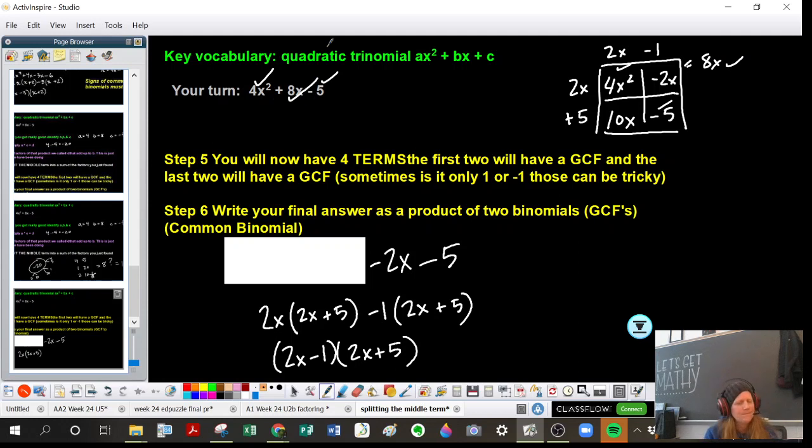So proud of you. It's okay if you made some mistakes. That's where the learning comes in. We all make mistakes every day. All right, so this has been Let's Get Mathy, little video on how to split the middle term. This technique works when you have a quadratic trinomial, particularly when a does not equal 1.